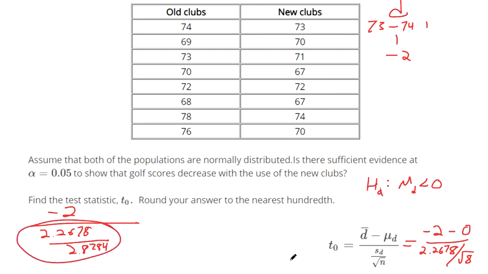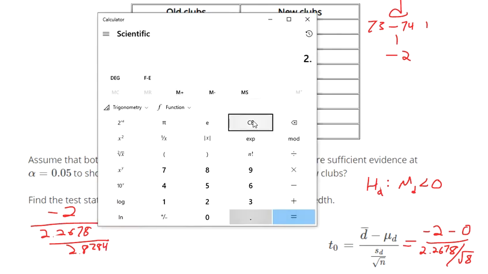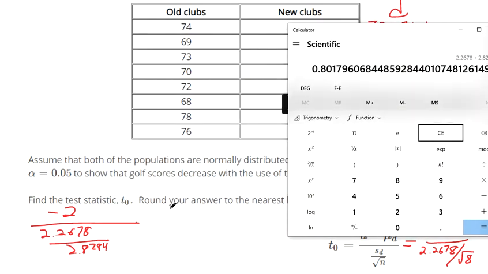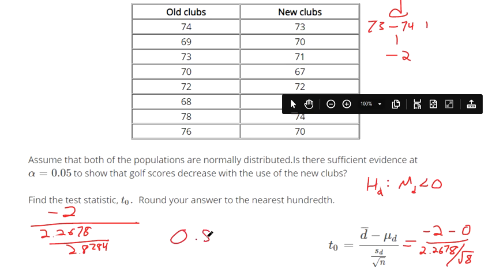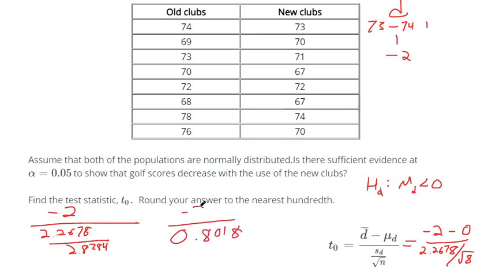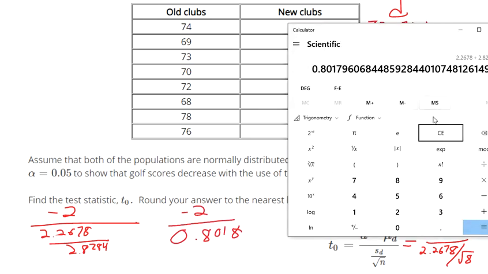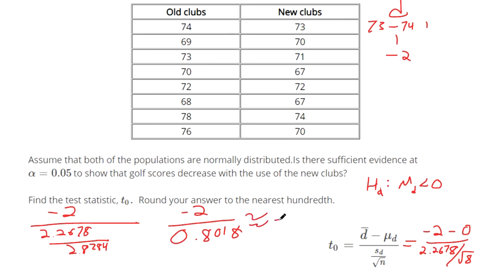And now when you divide these two numbers, you get this big number, 0.8018 for our denominator. And then when you divide those two things, you finally get your test statistic. Just remember it's negative. So 2.49 roughly. Negative 2.49 for our test statistic.